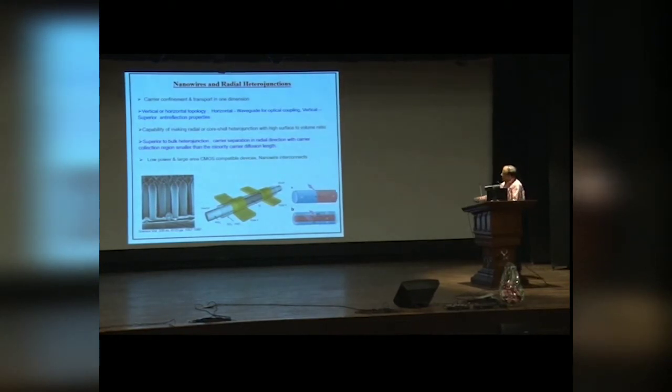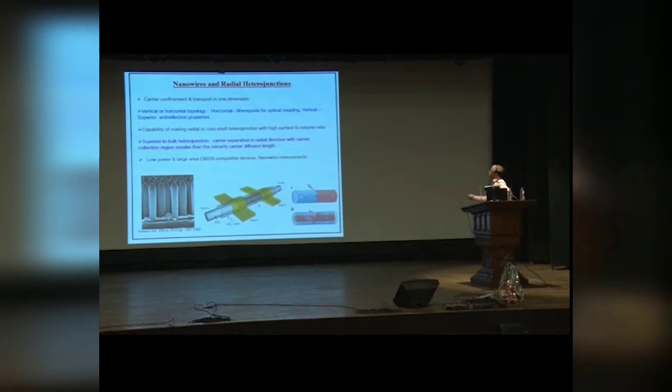Like if you want to make FET kinds of devices, horizontal topology is the natural choice. But if you are trying to make solar cells, sensors, photodetectors, you can get a very, very high surface to volume ratio if you put it in a vertical topology. So both can be done. And of course, you can use the horizontal case, particularly for optical devices, the so-called waveguide effect. And as I said, the vertical topology will show very superior anti-reflection properties, which we will show in the course of our lecture.